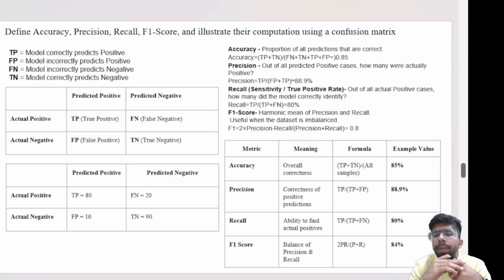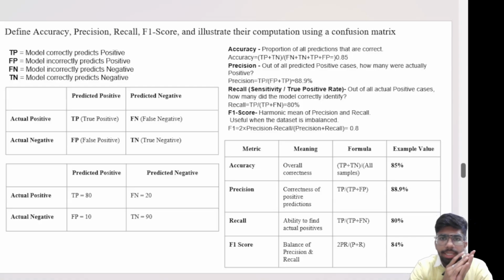F1 score combines precision and recall using the harmonic mean. The formula for it is twice the precision times recall divided by precision plus recall. Precision in our numerical example is 0.89 and recall is 0.80. So our F1 score comes out to be 0.84, which is 84%. F1 is especially useful when the dataset is imbalanced.